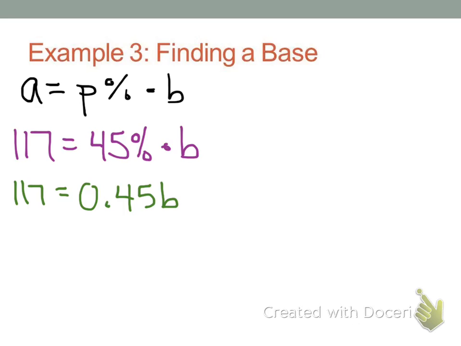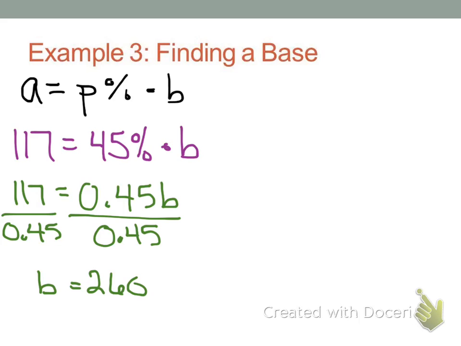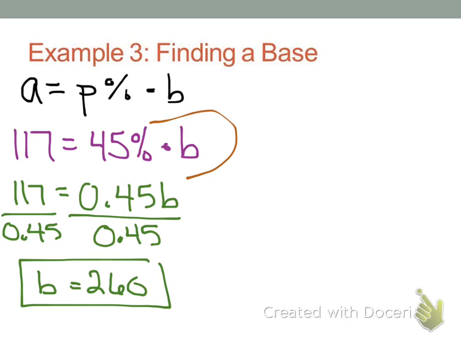What do you need to do next, Chris? How come you didn't put 0.45% and then B? No, because I changed the percent to a decimal. Oh. So I drop my percentage when I convert it, okay? Now I'm going to divide both sides by 0.45, and I get B equals 260. Okay, so really, you just plug in the numbers, and then don't forget to convert your percent to a decimal before you divide both sides.